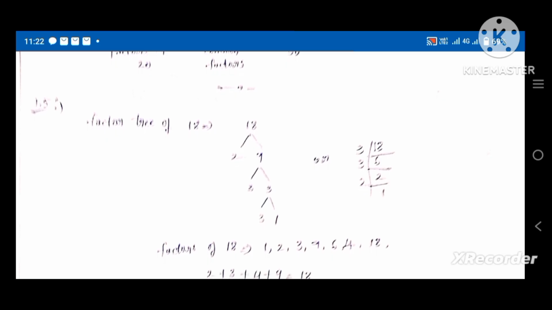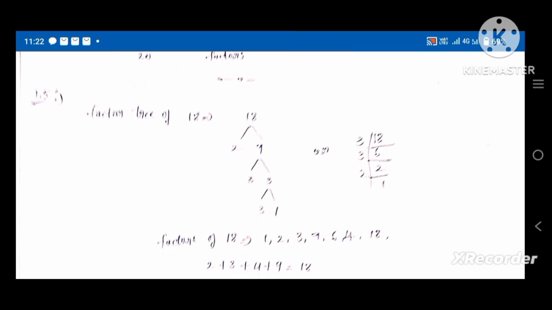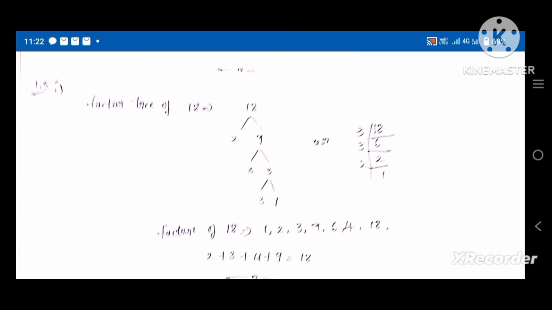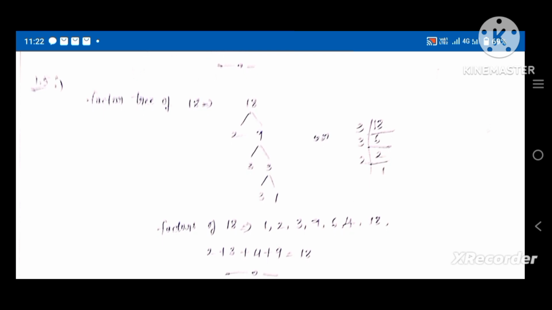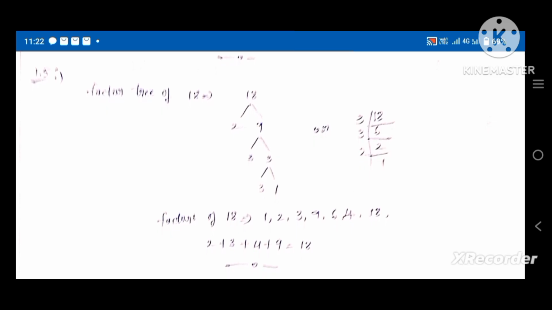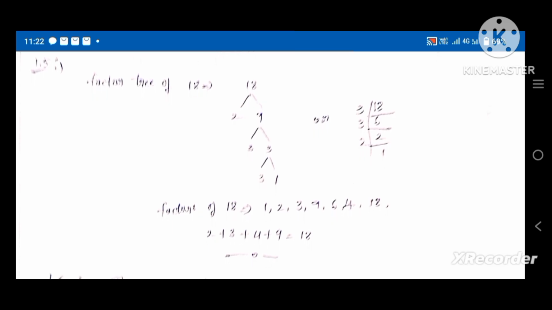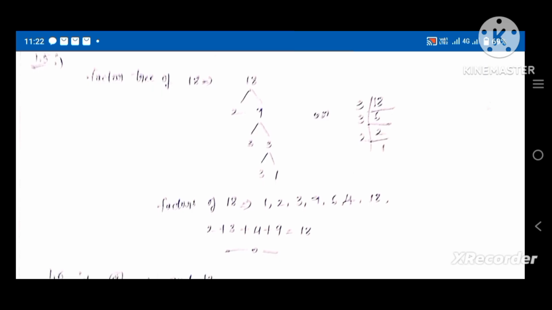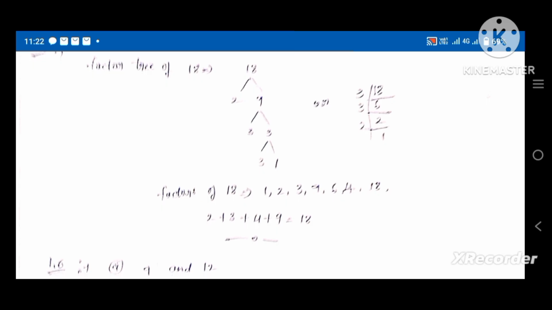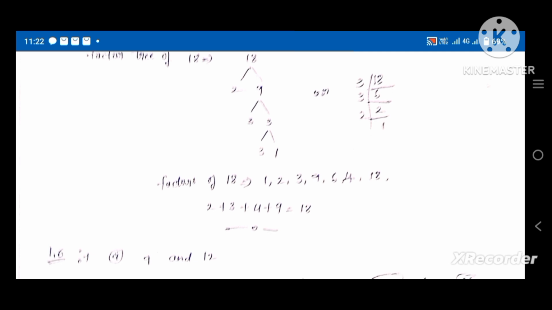These are the two methods to find the factors of a number. Here two methods are there. For 18, we can divide by 3: 3 6s are 18. For 6, 3 2s are 6. For 2, 2 1s are 2. The factors of 18 are 1, 2, 3, 9, 6, 4, 18. When we add the factors 2 plus 3 plus 4 plus 9, we get 18.